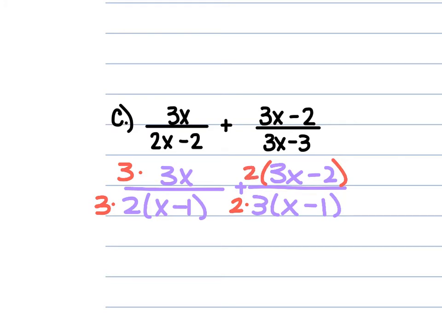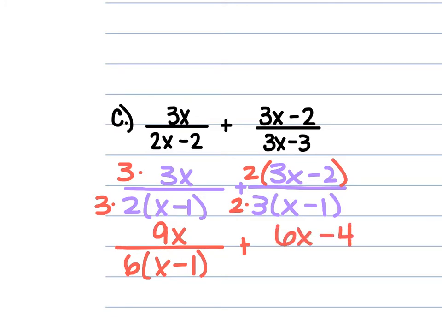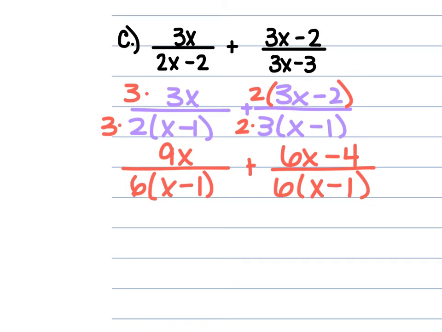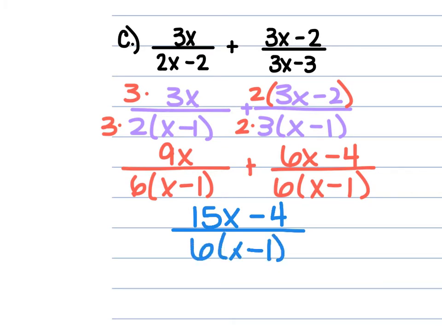So this 3 times 3x is going to give us 9x over 6 times x minus 1 plus 2 times 3x is 6x. 2 times -2 is -4 over 6 times x minus 1. So from here, we have 9x plus 6x, which is going to give us 15x minus 4 over 6 times x minus 1. And then x cannot equal 1.